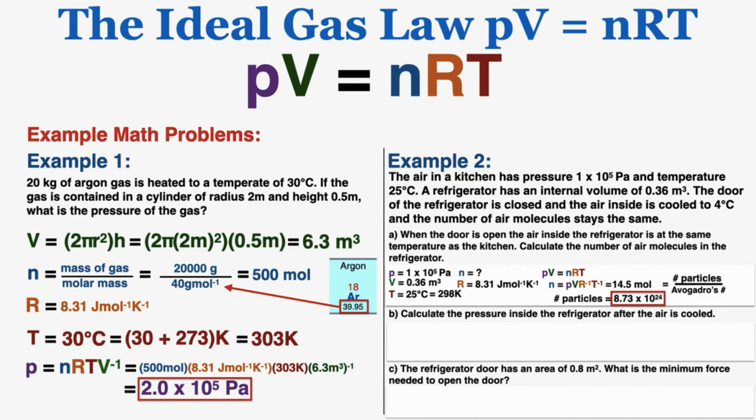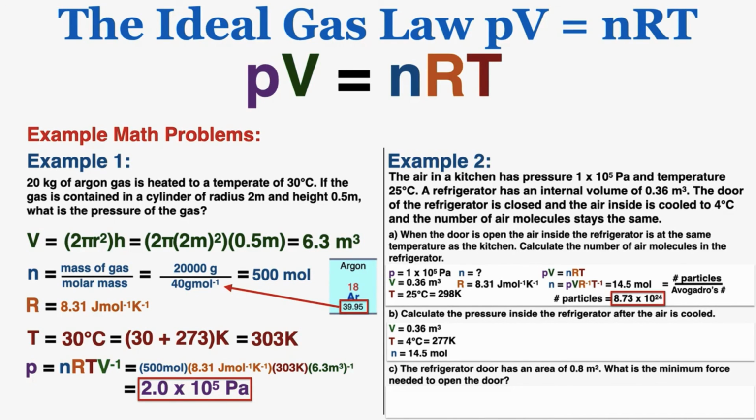Part B says to calculate the pressure inside the refrigerator after the air is cooled. So we're dealing with a new temperature. We know the volume is the same. The temperature is now 4 degrees Celsius, which is equal to 277 Kelvin, and lowercase n is 14.5 moles.